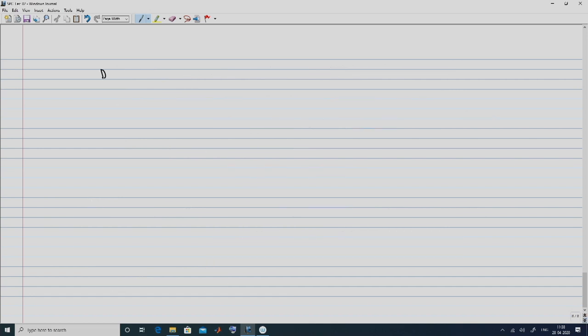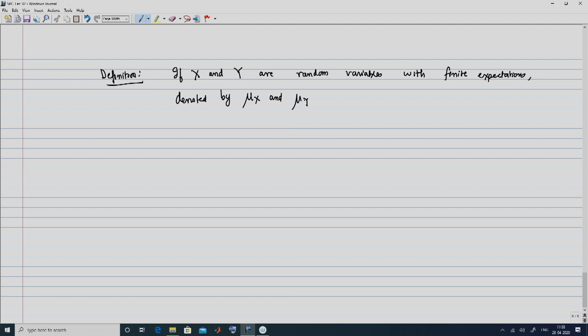So, first let's start off with the definition. Here, if x and y are random variables with finite expectations, we'll denote them by mu x and mu y, the expectation of y being mu y, and both of them are finite.